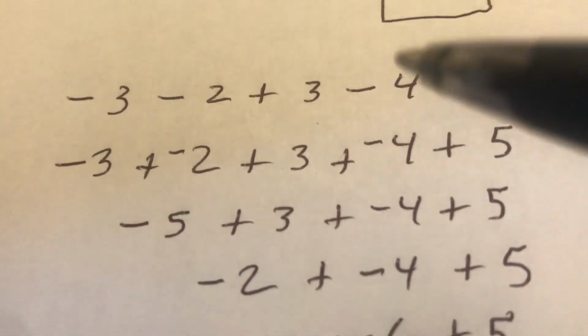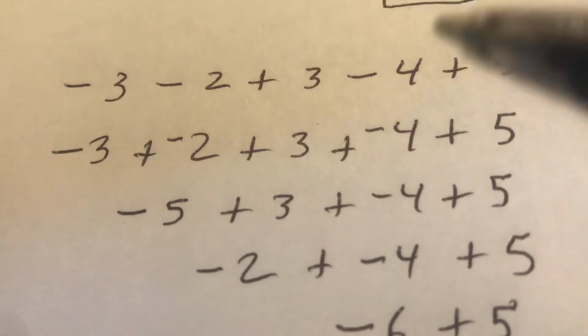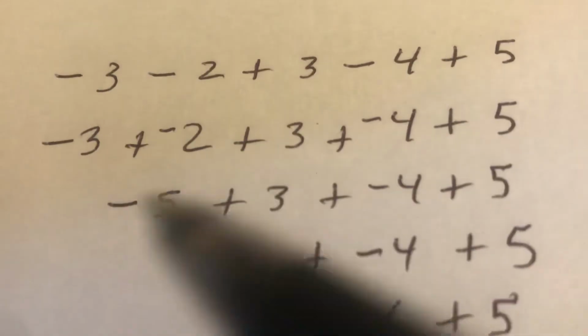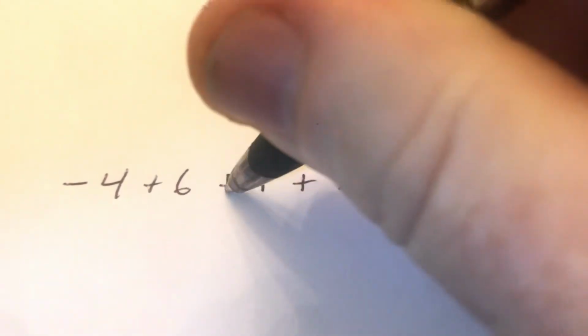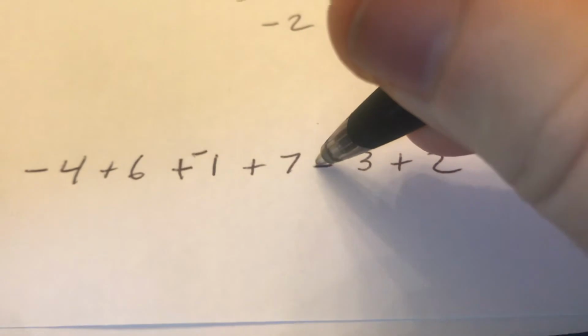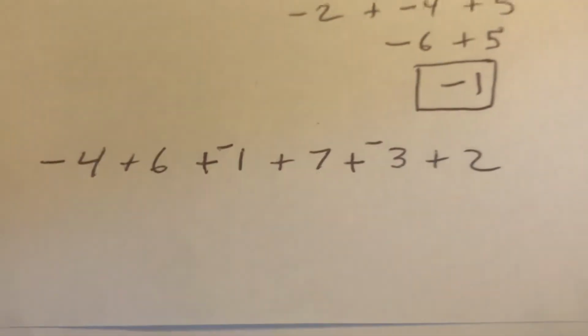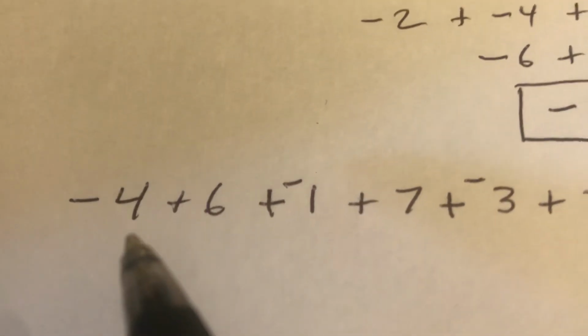Now I rewrote all the rest after I did the addition, but really this is how I do a problem. This is the first one for the practice. I see the minus, I make a plus, a negative. I see the minus, plus, a negative. And then I just go from left to right.